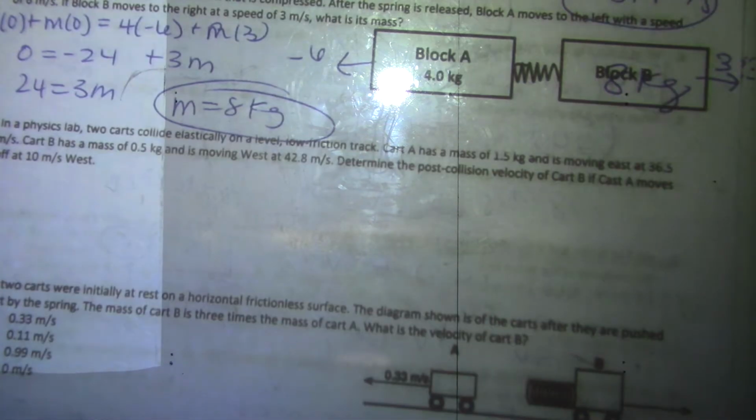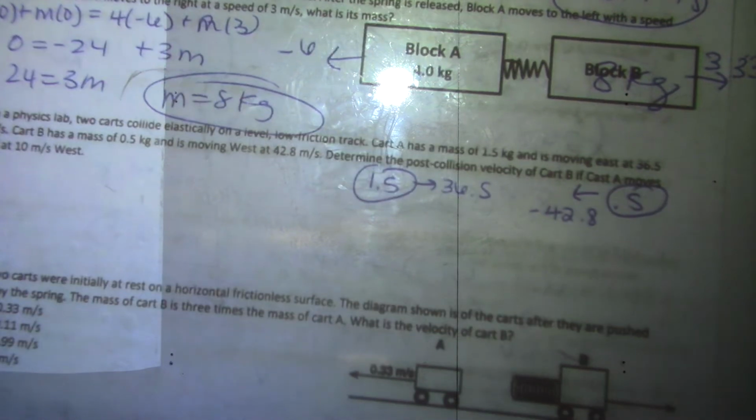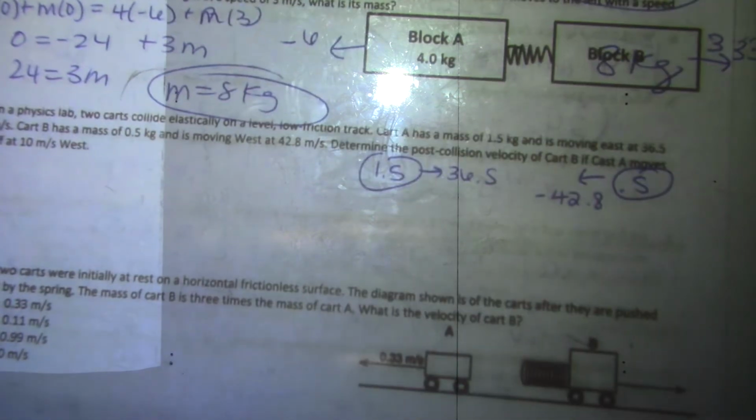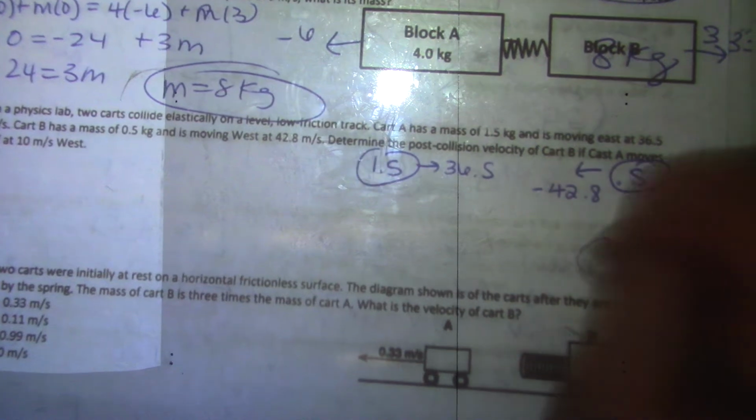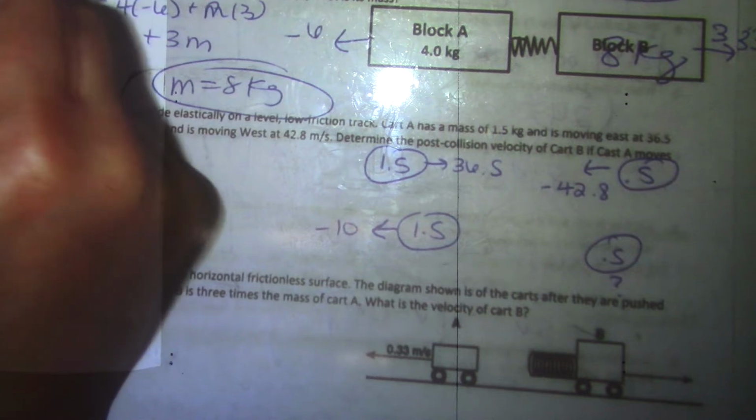Two carts colliding. Cart A has a mass of 1.5. It's moving east at 36.5. B has a mass of 0.5 moving west, which means I need to put a negative sign on the 42.8. I want to find the post-collision velocity of B, if cart A moves 10 west. So 0.5 negative because it's west, and now we plug into our equation.